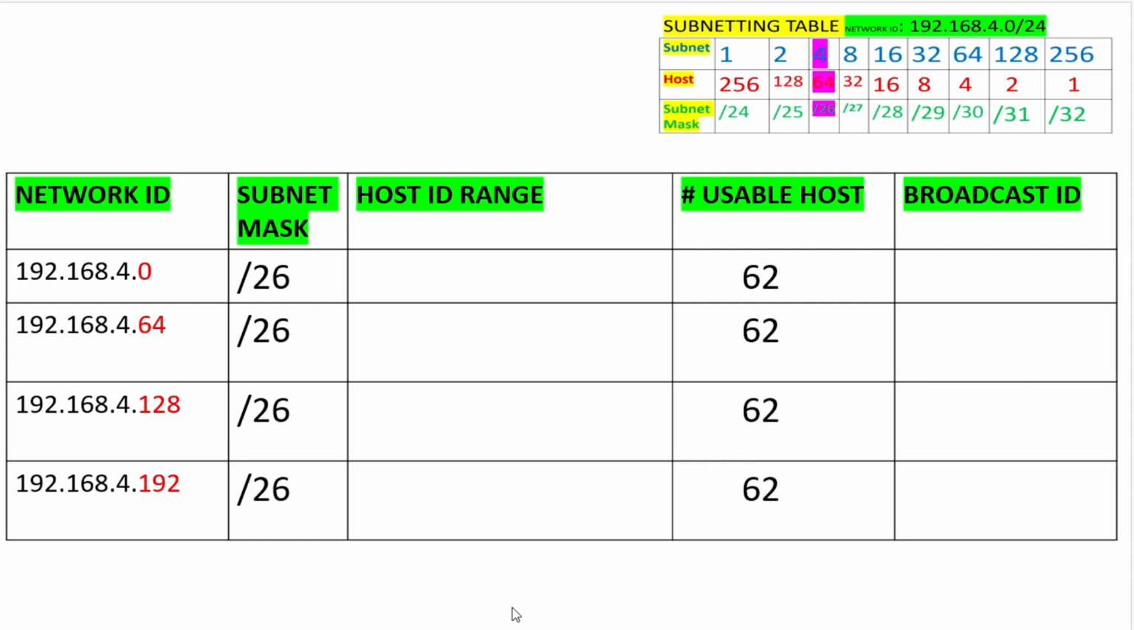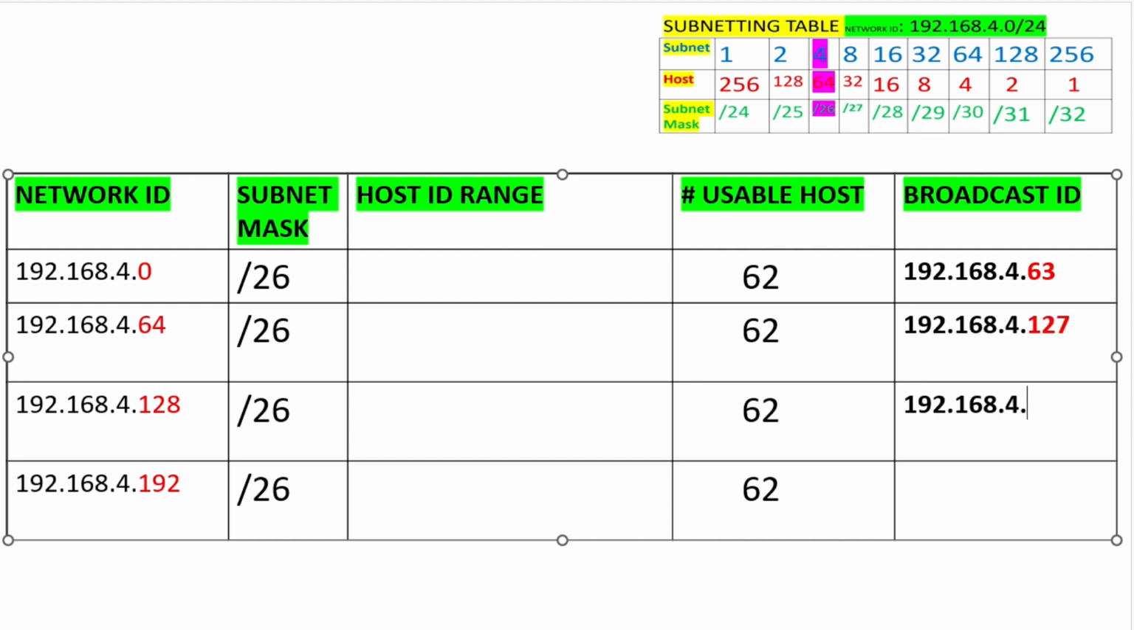Now let's look at the broadcast ID for each subnet. Keep in mind the last host ID is reserved for its broadcast ID. Therefore, the broadcast ID for the first subnet is 63. We can tell this with reference to the next network ID 64. Next broadcast ID is 127. Next one is 191. And the last broadcast ID is 255. We can see the broadcast ID equals the next subnet's network ID minus 1.